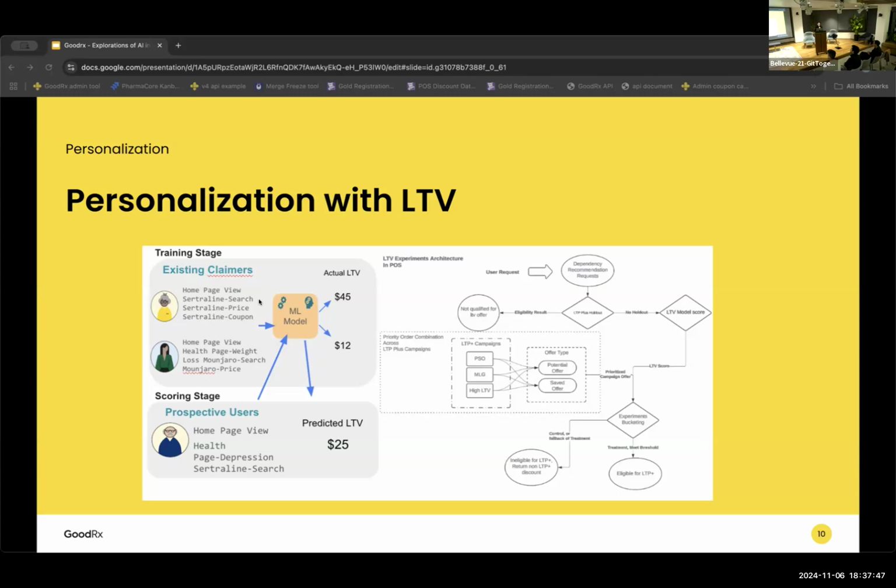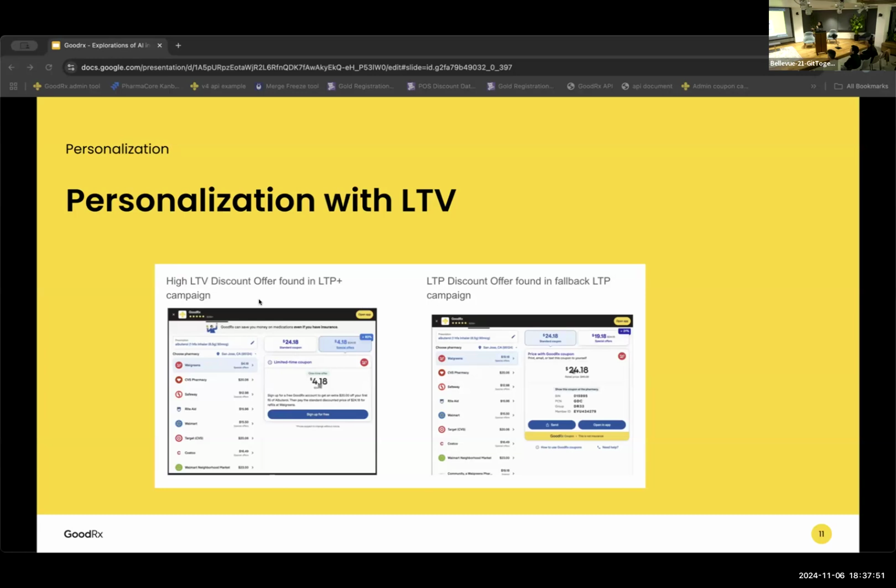And I'll give an example of how it looks in real life after all those prediction models have been applied. So on the left, you can see this LTV discount generated and applied on the website, which is causing the final price to be $4.18. Well, if the user doesn't have an LTV discount offer, you will fall back to a regular model that is trained to have a smaller discount, in this case $24.18. Yeah, that is a real example you can see on the website right now. So we do have the models in real time, and also we have fallback.